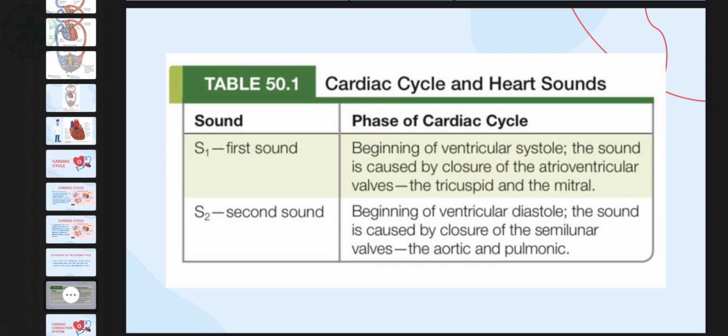And the second sound, at the beginning of ventricular diastole, is caused by the closure of the semilunar valves, or the aortic and pulmonic. The second sound is the dub. Okay, the lub, dub, the closure of the semilunar valves.